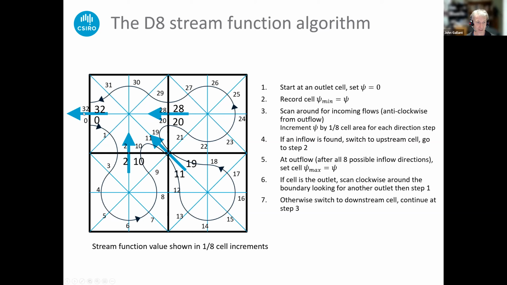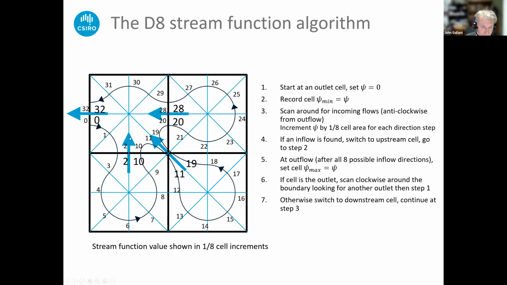We start off at an outlet cell. We choose a starting value of stream function, 0. I should comment that the absolute value of stream function means nothing at all. It's all about differences in stream function. So we just choose an arbitrary value to start with. Then we progress very systematically from the outflow direction in an anti-clockwise direction, looking for an inflow from each direction. In the first direction, there is no inflow, so we just add 1.